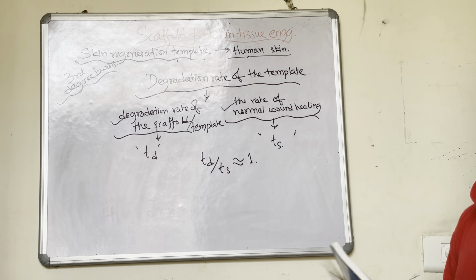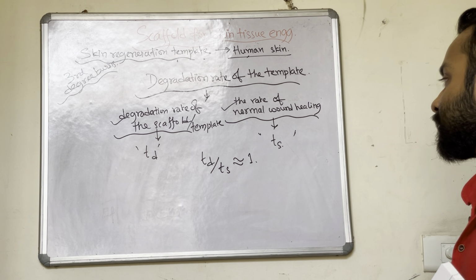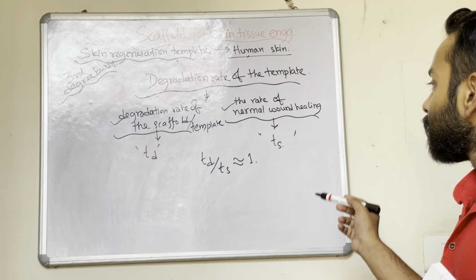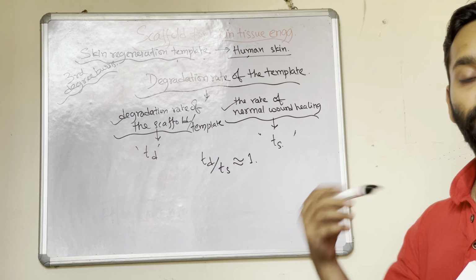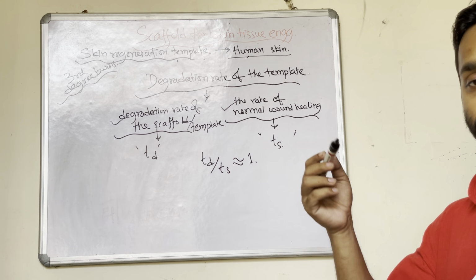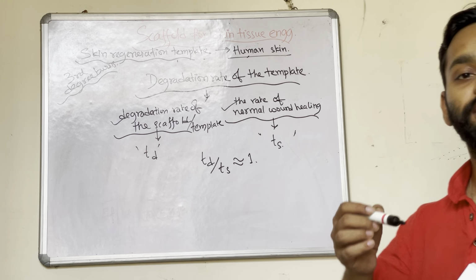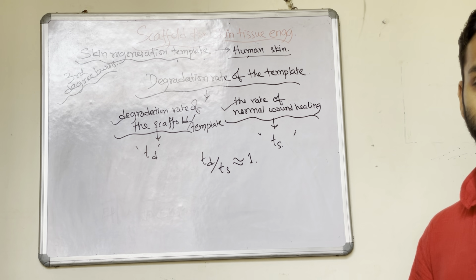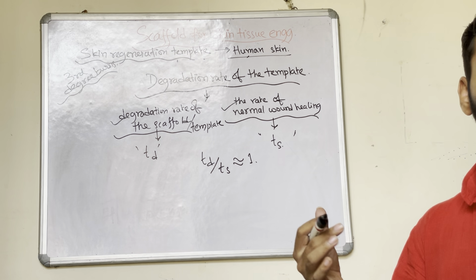This is a very important relationship to be kept in mind while considering the construction of a skin regeneration template, or any scaffold for repair of any particular tissue type. That is, the degradation rate of the scaffold should be comparable to the normal rate of wound healing, so that the tissue being formed and the material being degraded are equal. If the tissue formation is faster than the rate of template degradation, then the template will persist and will actually inhibit new tissue formation.